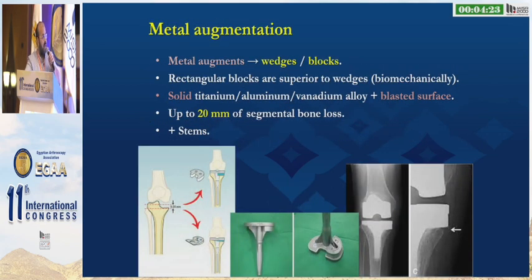Metal augments, it's wedges, blocks, and as far as the biomechanics is concerned, the blocks are superior to wedges, and it's solid titanium, aluminum, vanadium alloy plus blasted surface, and you can replace up to 20 millimeters of segmental bone loss, and you have to use a stem.